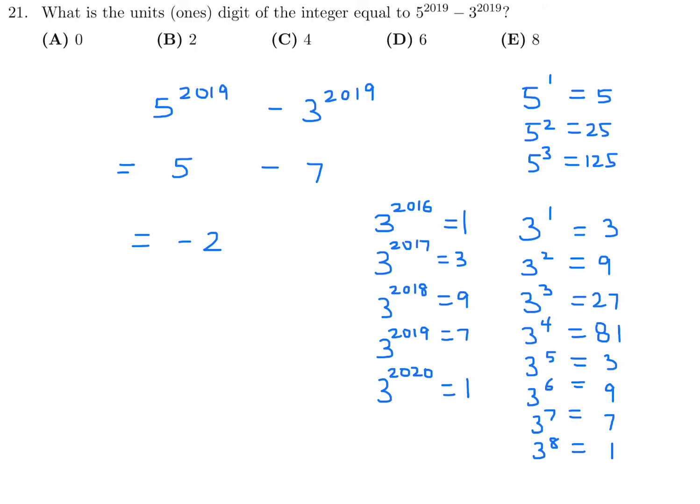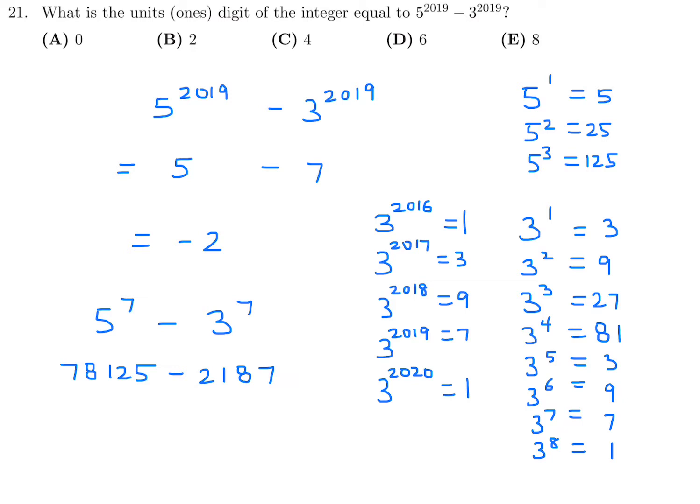Okay, well, that's a little bit of a problem because none of the options is negative 2, and you can't have a digit of negative 2. So you've got to think about this. The simplest way to illustrate what that really means is with an example. Let's say you have 5 to the power of 7 minus 3 to the power of 7. 5 to the power of 7, the full number, is 78125. 3 to the power of 7, the full number, is 2187.